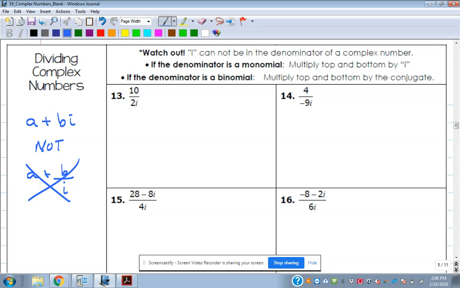So if you have a complex number in the denominator, or in this case, we have a purely imaginary number. So this is like the numbers from last Friday. Purely imaginary numbers. What part of that's the problem? The 2 or the i? The i. So here's what I'm going to do. I'm going to multiply by i on the top and bottom. What's i divided by i?